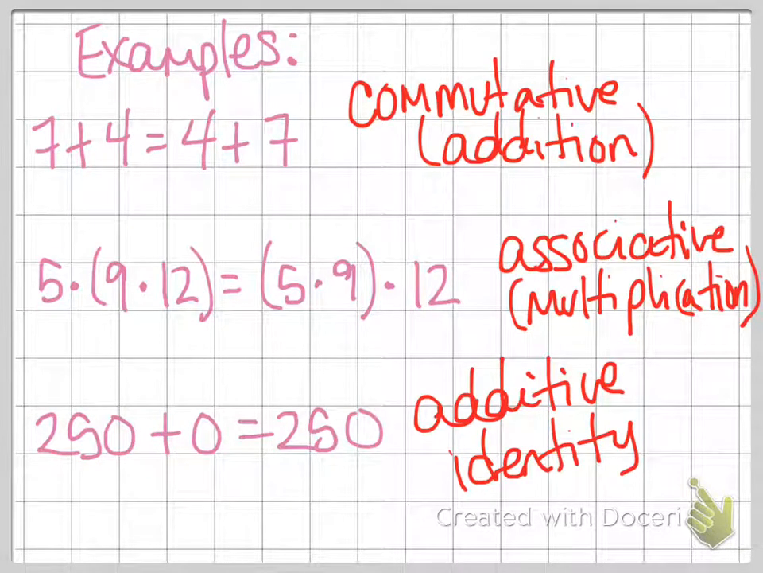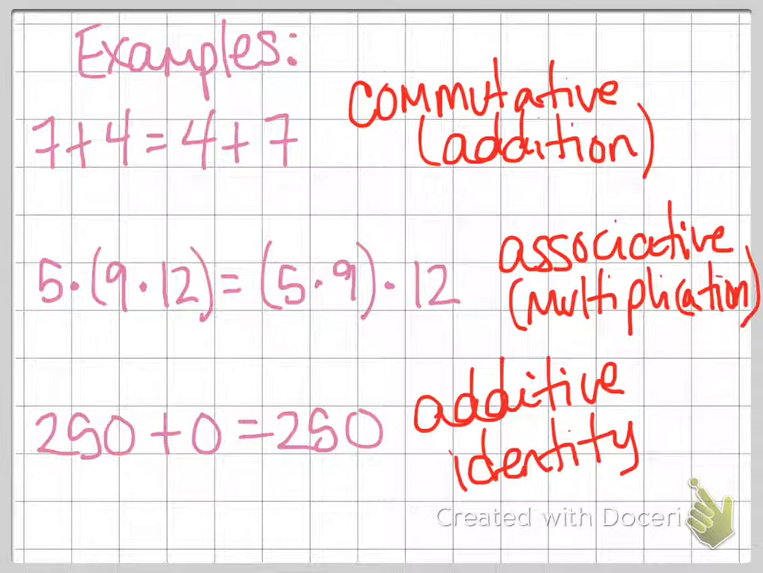Hopefully you have correctly identified the first one as the commutative property of addition, because it doesn't matter which order we add them. The second one is the associative property of multiplication, because it doesn't matter which order we multiply in first. And the third one is the additive identity, because we're adding 0 to 250 and we maintain that value of 250.